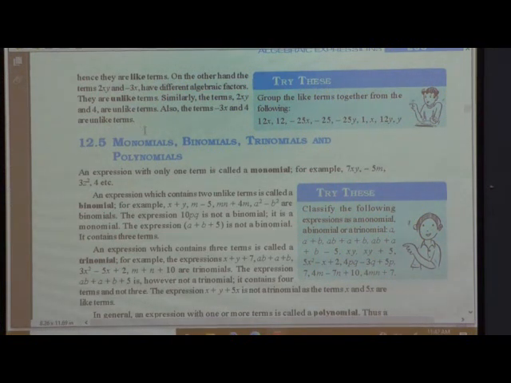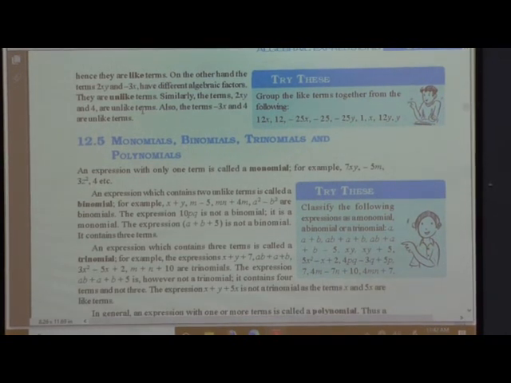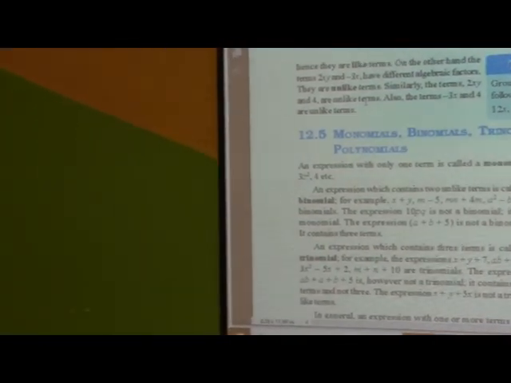Like terms are ones such as 2x and x square factors of the same kind. Here we have 2xy and minus 3xy, so these are unlike terms. I think you have understood what we discussed today: what like terms and unlike terms are. Then we learned about terms, factors and coefficients. Please go through the textbook and read it out so your concept will be clear. Thank you very much.